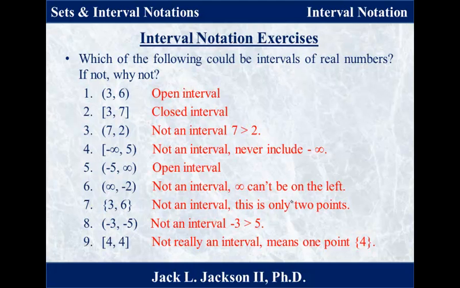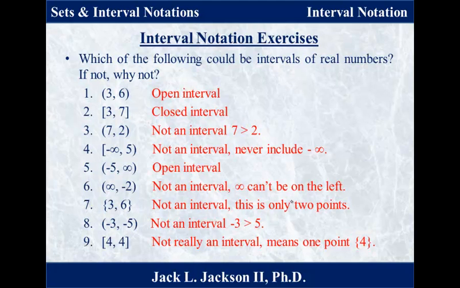(∞, -2) is not an interval because you can't have positive infinity on the left. You might have made a mistake here and it might have meant negative infinity to negative 2, or you might have meant negative 2 to positive infinity. Those things would have made sense. Negative infinity to negative 2 would be the numbers that are less than negative 2. Negative 2 to infinity would make sense. That's the numbers that are greater than negative 2. But infinity to negative 2 doesn't make sense.